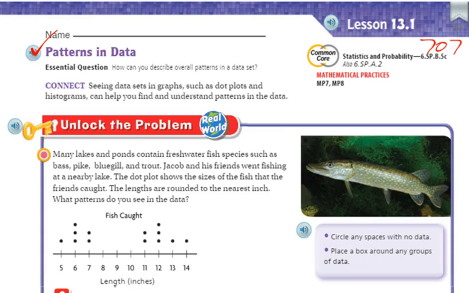So in chapter 12, we worked a lot on organizing data and finding measures of center and that type of stuff, but today we're going to look at how data forms a pattern, how it's spread out over the course of an interval. The essential question: how can you describe overall patterns in a data set? Our connection is seeing that data sets in graphs such as dot plots and histograms can help you find and understand patterns in that data. So dot plots and histograms are two things we worked on in chapter 12.